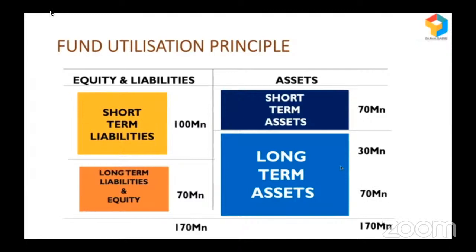So my total on both sides is 170 million. But here what happened is, I've raised 100 million, of which I have spent only 70 million for short-term purpose. Then I made that blunder, that unpardonable mistake of diverting the short-term funds for long-term purpose, 30 million.